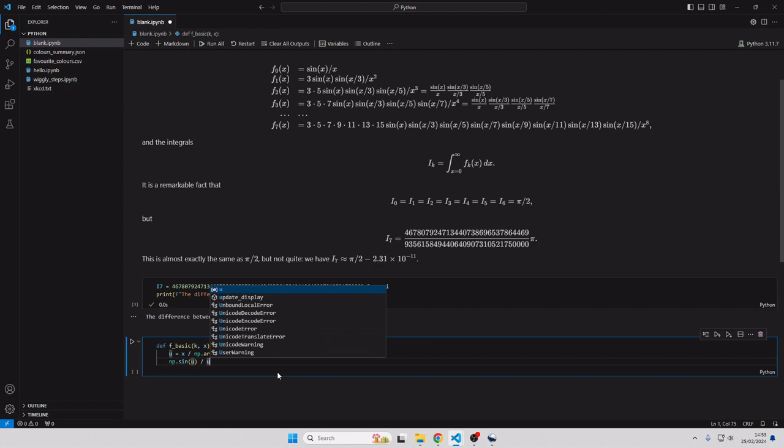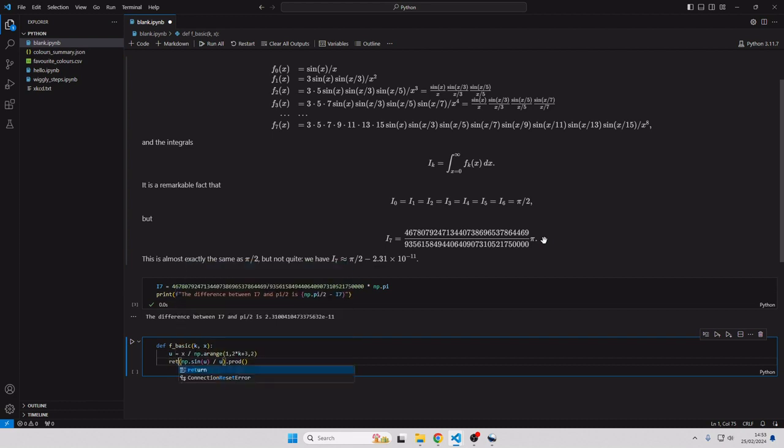Okay, so this is still an array. This is the array consisting of these terms: sine x over x, sine x over 3 over x over 3, sine x over 5, x over 5. So what we really want is the product of all the terms in this list, which we can do by applying prod on the end. And yeah, that's what we want to return.